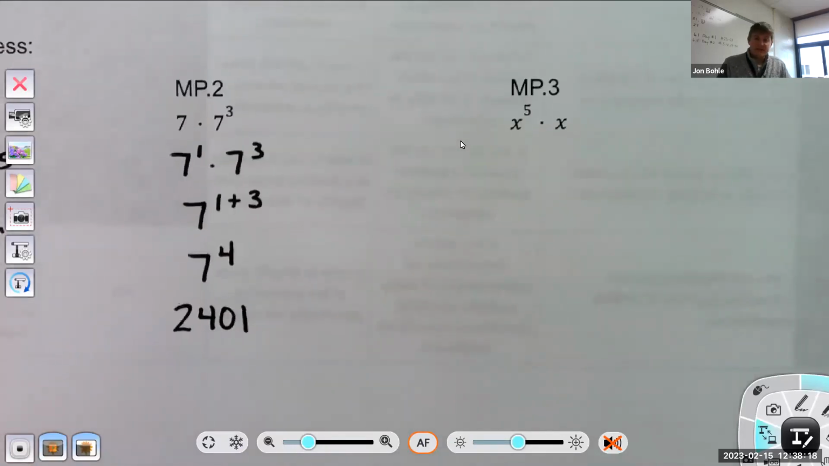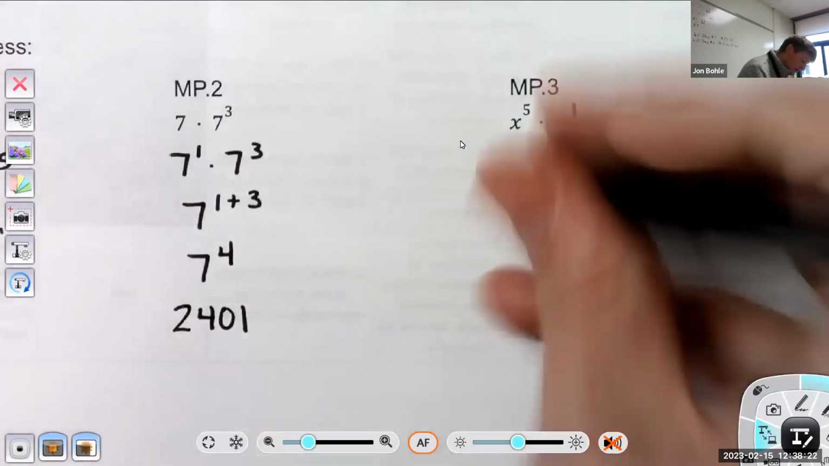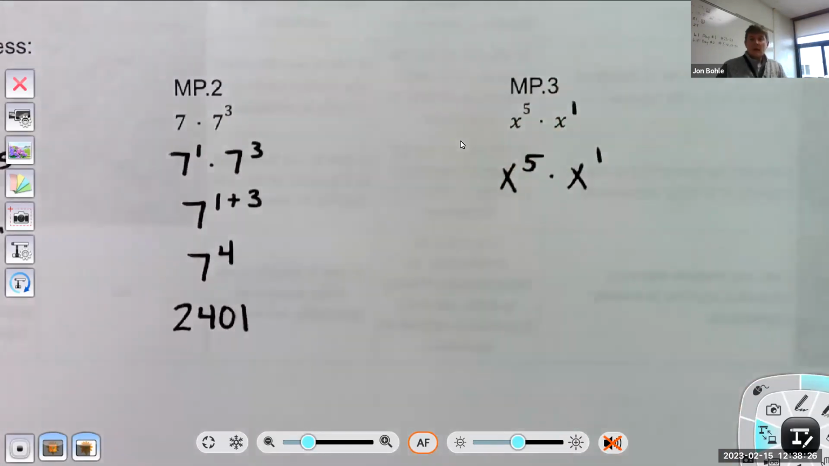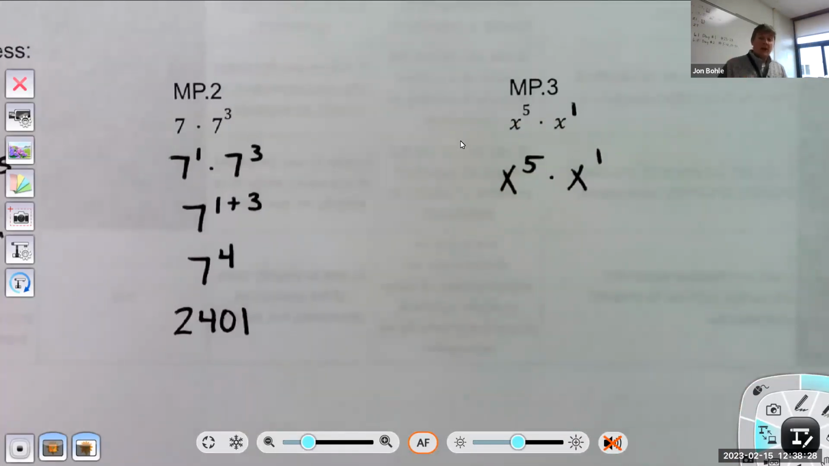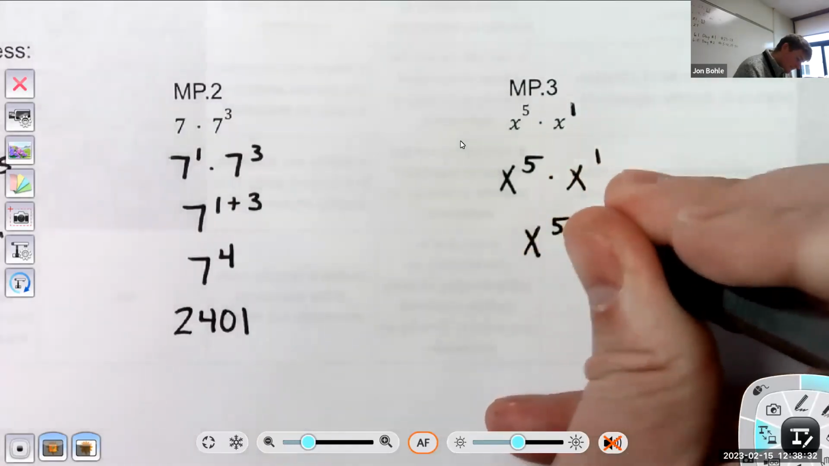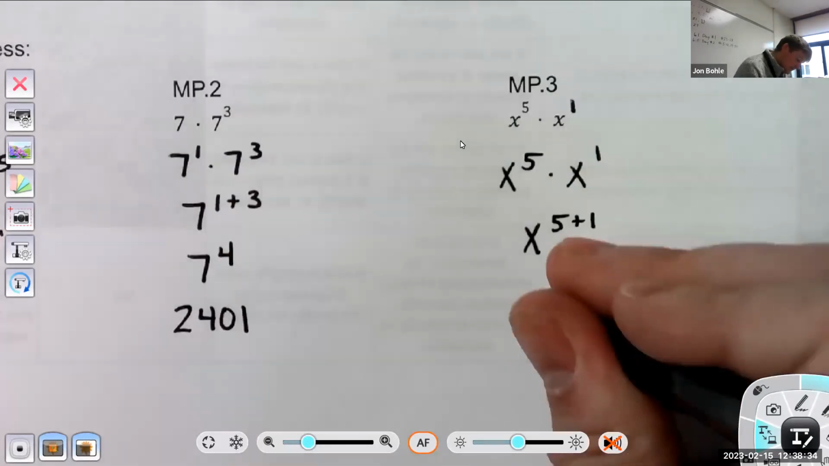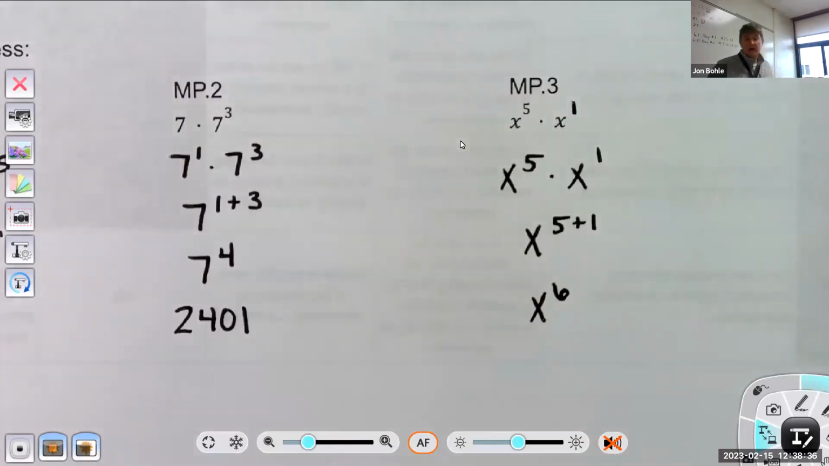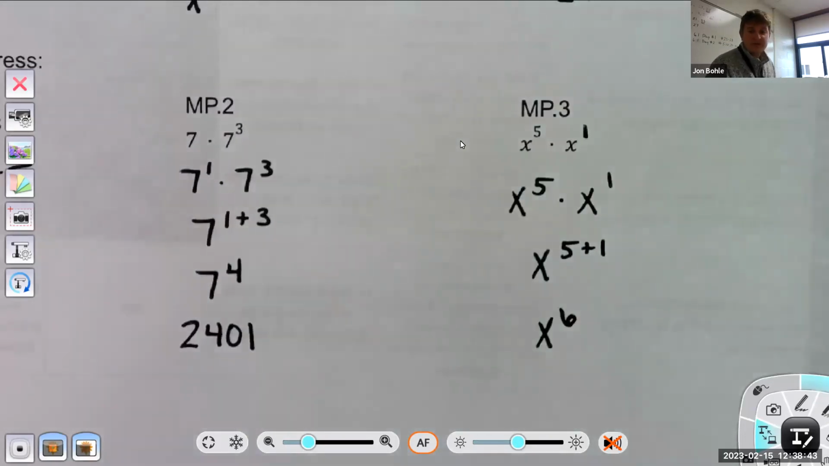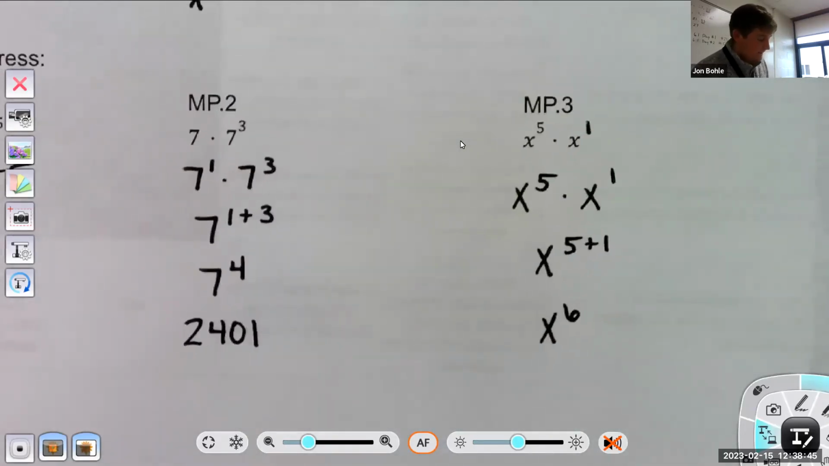Okay, monitoring progress 3. When I have just an x, that is x to the 1st power. So I really have x to the 5th times x to the 1st. I'm multiplying. When I multiply, I add the exponents. 5 plus 1 is 6. So this is just x to the 6th power. I don't know the value of x, so I don't know what this is equal to. So its most simplified form is x to the 6th.